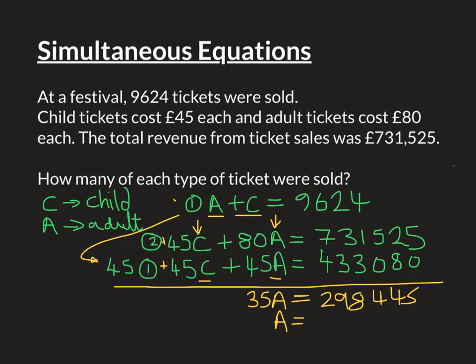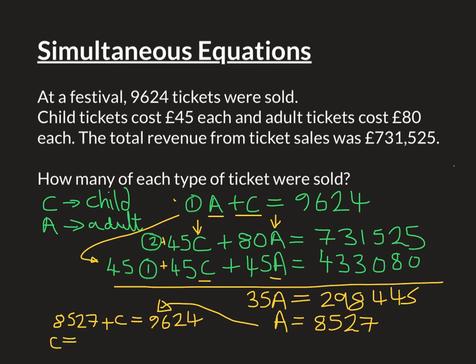I work out the number of adult tickets sold were 8,527. And then I can just put that straight back into equation 1 to work out how many children's tickets were sold. So there were 8,527 adult tickets, and the number of children's tickets has to equal 9,624 together. So the number of children's tickets that were sold is 1097. And then I would put them back into, I would times this by 45, this by 80, and make sure it gives me this, which indeed it does.